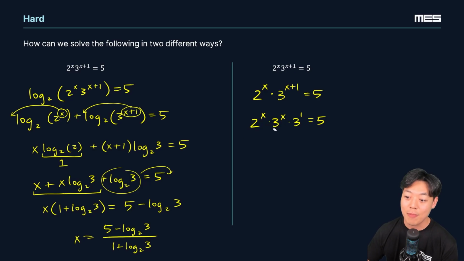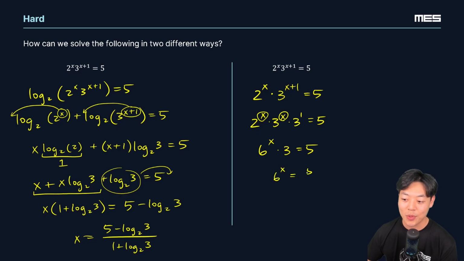Now, if we have the same exponent here, then we can actually multiply the bases. So we have 6 to the x times 3 is equal to 5. So 6 to the x is equal to 5 over 3. And now we can take log base 6 of both sides. And this way might be the way that you prefer, actually.